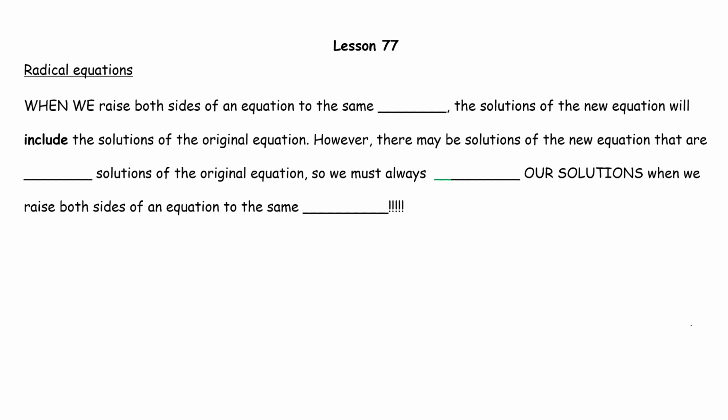Okay, lesson 77 is radical equations. When we raise both sides of an equation to the same power, the solutions of the new equation will include the solutions of the original equation. However, there may be solutions of the new equation that are not solutions of the original equation. So we must always check our solutions when we raise both sides of an equation to the same power. This is very important. This is not just checking to see if you did the problem correctly. This is checking to see if the solution you got actually works in the original equation, because sometimes it won't.